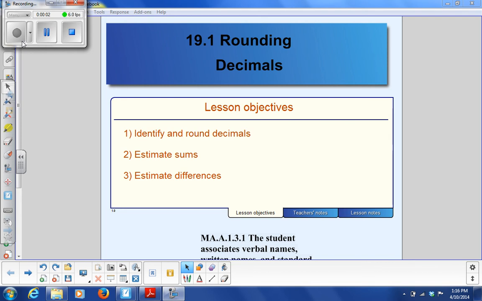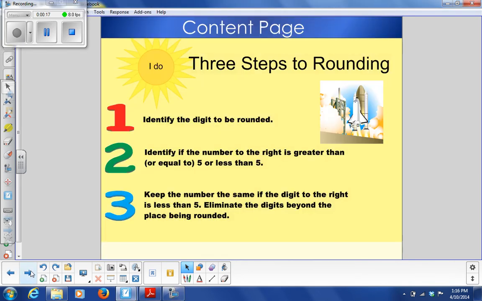Welcome back, everybody. We are going to be starting chapter 19, which is going to be dealing with decimals still. We're going to go over rounding decimals, estimating decimals, adding and subtracting decimals. So tonight we're going to go over rounding.